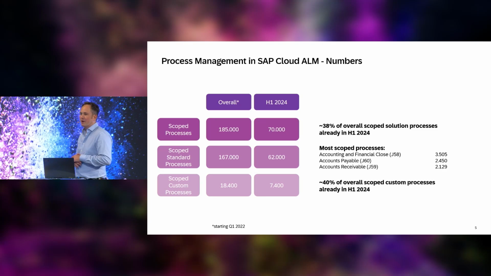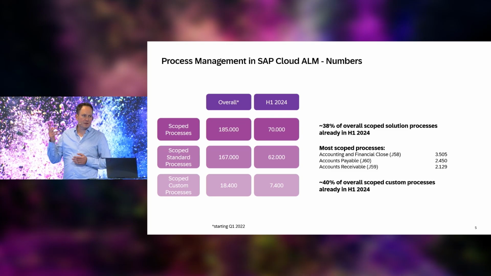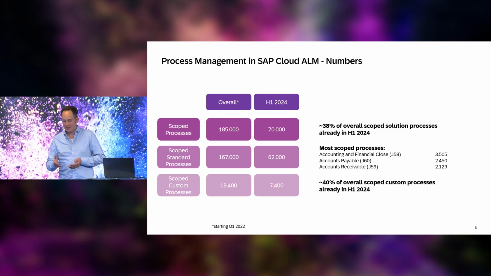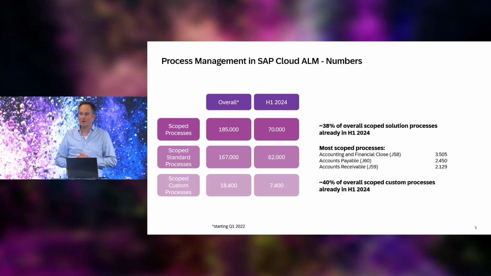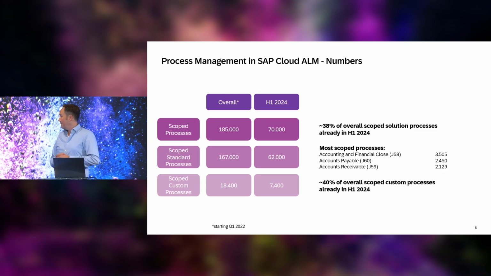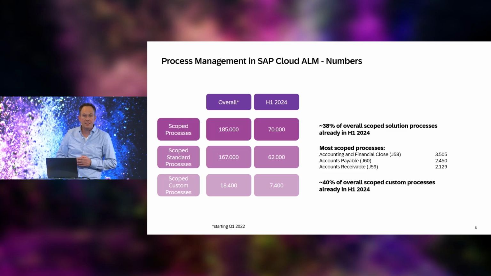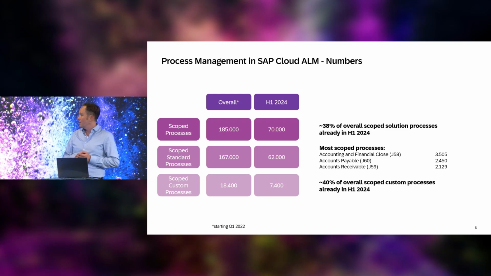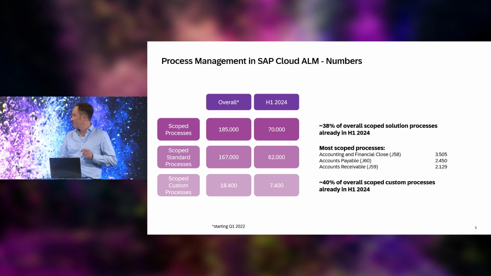Just to give you some background where we are at with the process management, you see some numbers. This morning, I think there was a slide already. We are now at 200,000 processes. Basically, that is from the first half year where we had 185,000 processes. And what is really nice to see, so it's really ramping up the usage of the process management. So around 40% of the overall processes got scoped first half year this year, and similar it looks with the scope processes in the custom area, about 40% that got ramped up.